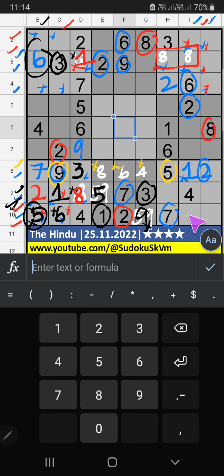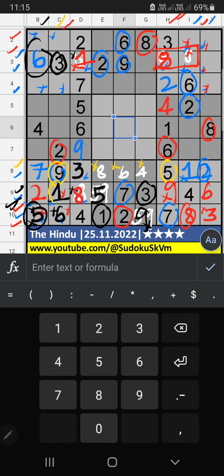Then 10th row, 2 numbers are remaining, 3 and 8. Column J, we have 8. So it can't come in the cell. 8 is confirmed here. Then 3 is here. Column I, we have 8. So it can't come in the cell. The 8 is confirmed here. Then 9th grid, 2 numbers are remaining, 6 and 9. Column H, we have 6. So 6 can't come in the cell. 6 is confirmed here. The 9 is here. Then column H, only one number is remaining, 4. 4 is confirmed here.